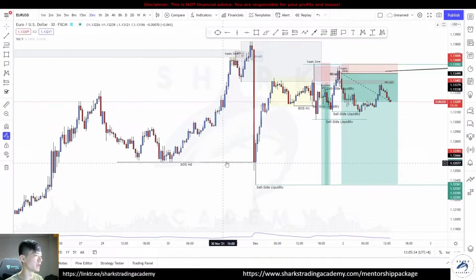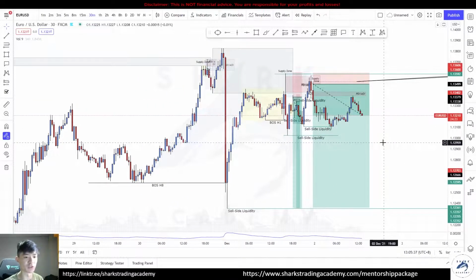And here's how we get the entire trade idea. First of all, ask yourself this question: where are we in the market? Where is my point of invalidation? Where is my liquidity lows?